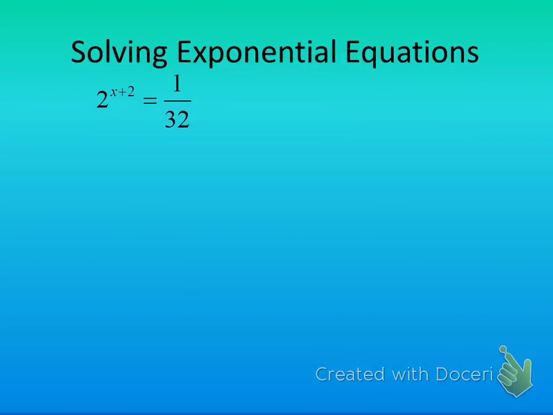32 breaks in because 32 has to go back on top. 32 needs to go on top. So then when we move 32 up, we make the exponent on 32 what? Negative. Good.